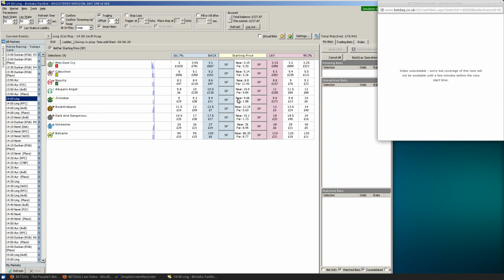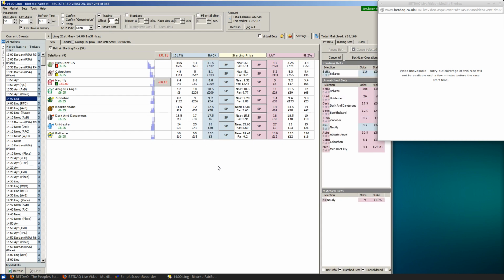So what we'll do is you could use this technique pre-race, right? So for example, if you think that the market or each of these runners is going to bounce a tick, set your trading options to an offset of 1, put it to smart bets if you wish, and then just go in and lay all of these.